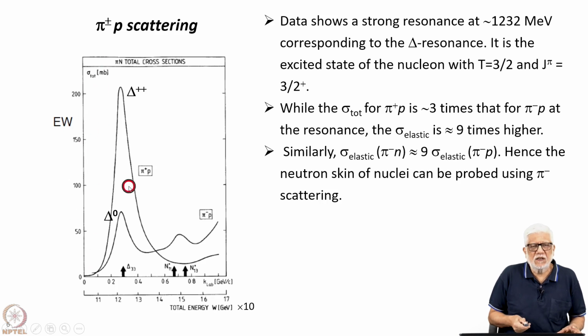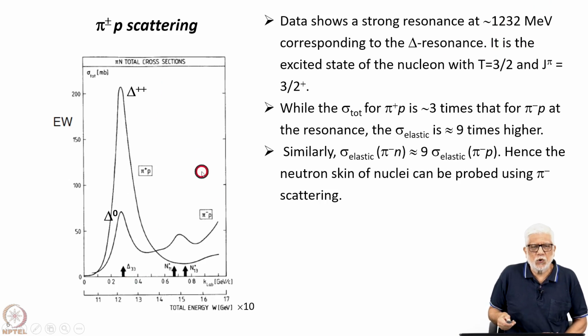So, you can see that with the pi plus p, this is a T equal to 1 system, and the proton is T equal to half. So, you can get Tz equal to 3 halves. So, you can get a T equal to 3 half entity, and this happens to be the delta plus plus. This is the delta resonance, which has a mass of about 1.2 GeV, that is here.